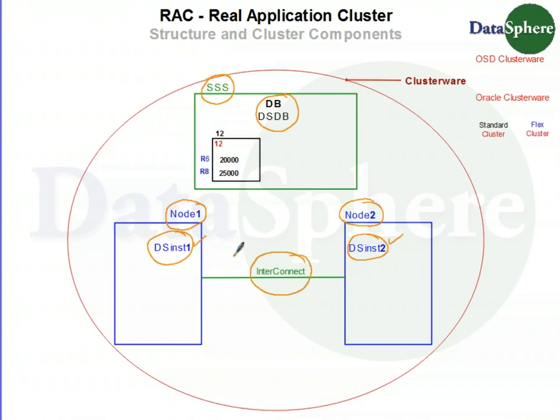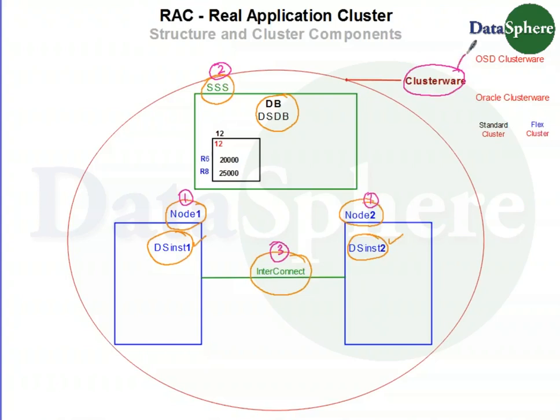When it comes to a RAC environment, we have three cluster components. One is node. We'll have multiple nodes, two or more nodes in a RAC environment, and we'll have the shared storage subsystem. Then we have the interconnect. These are the three cluster components in a RAC environment, and these components are grouped by a component called clusterware. It's nothing but software and services.